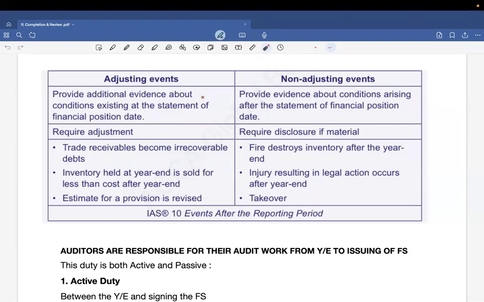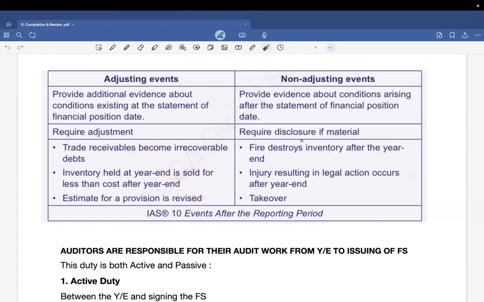Okay. Clear. And if any provision has been revised at the nick of time, that is after the year end, then the provision should also be revised. Clear? Okay. These three are the most common things that companies do.